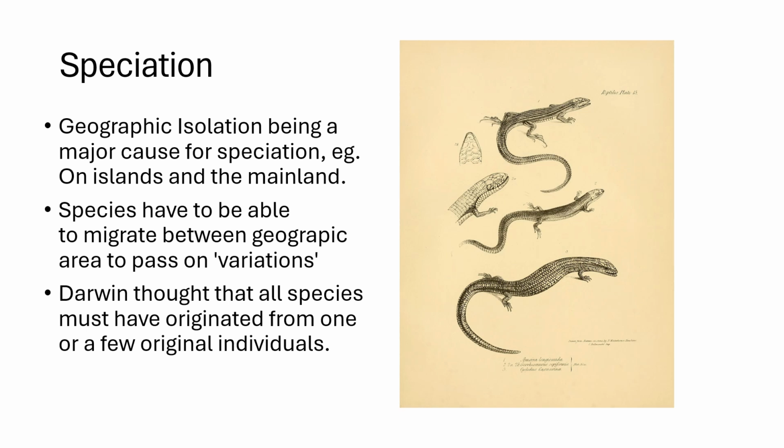Because of this, Darwin concludes that all species must have originated from one or a few individual species.